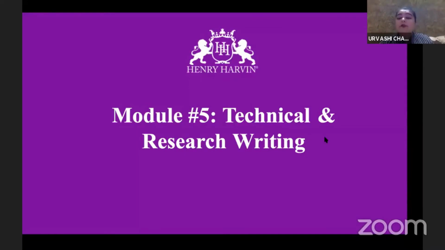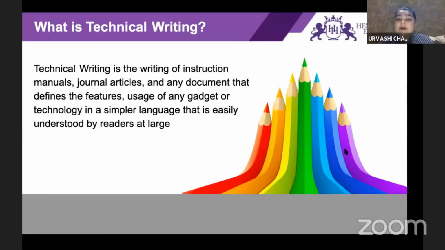Next, we move on to module 5, which is all about technical and research writing. When we talk about technical writing, it is an introduction to your manuals, your journals, your articles. I've already talked about all of these in detail and their usage. Now here we are moving from the creative aspect to the technical aspect.